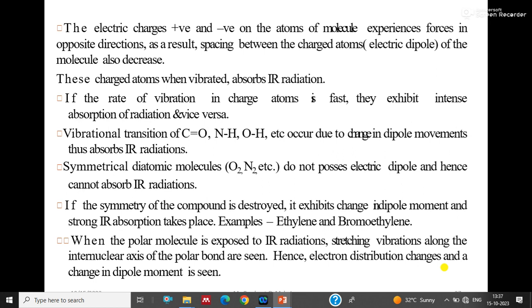Next, symmetrical diatomic molecules like oxygen and nitrogen do not possess an electric dipole. That means they don't show dipole moment. Hence, O2 and N2 are IR inactive. If the symmetry of the molecule is destroyed by substitution, then it will show IR absorption. And last, when the polar molecule is exposed to IR radiation, stretching vibration along the internuclear axis of the polar bond is seen, electron distribution changes and a change in dipole moment is seen. So those are the conditions for IR absorption.